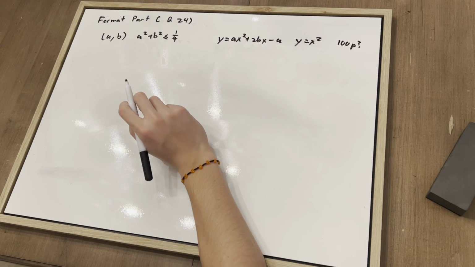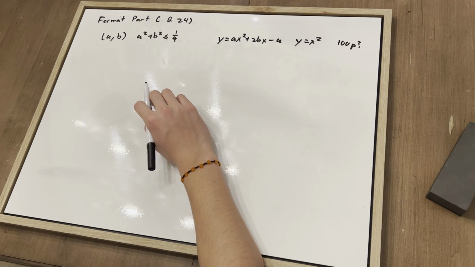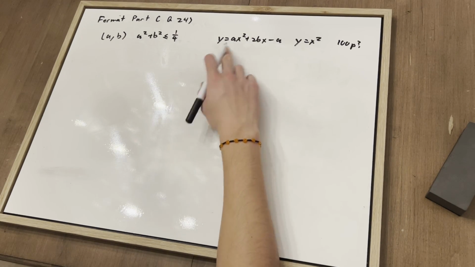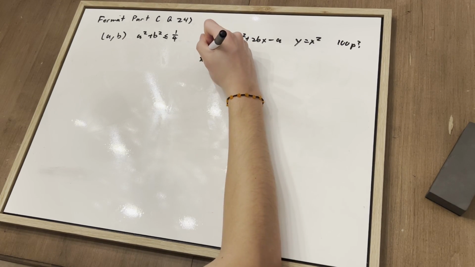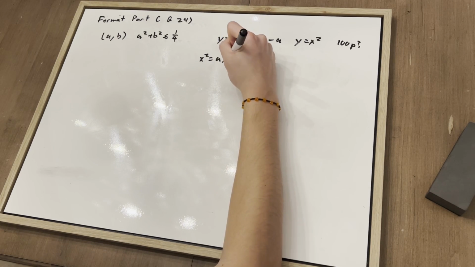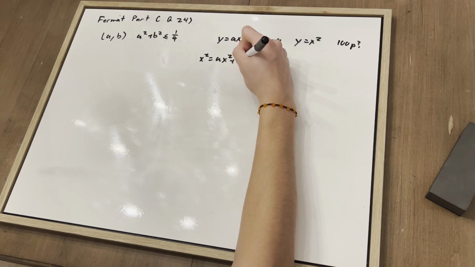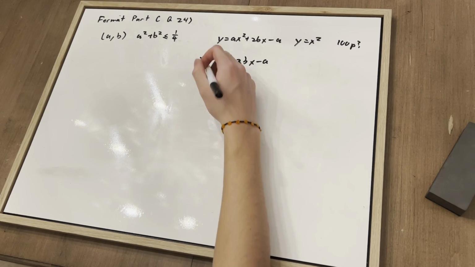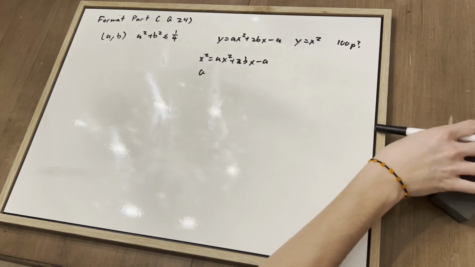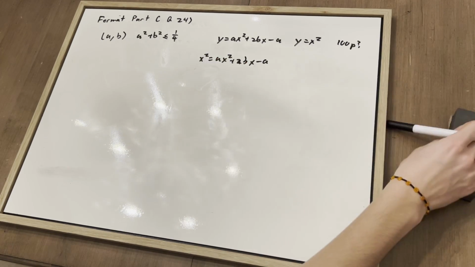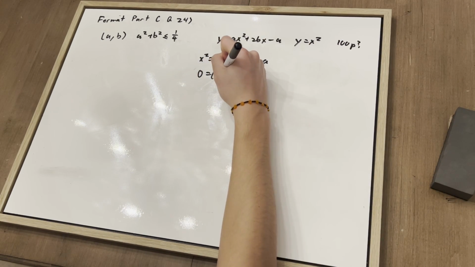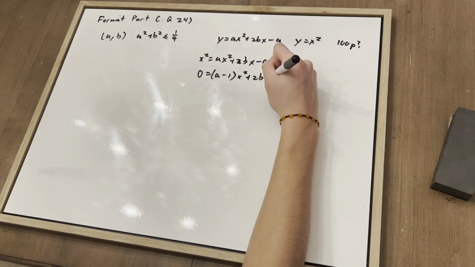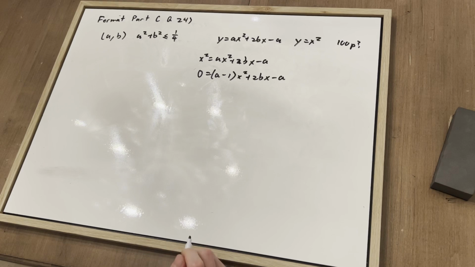So the first thing we want to do when we're given two curves intersecting is to actually solve these equations. And since both of them are equal to y, we can just write that x squared equals ax squared plus 2bx minus a. So we can move a to the other side, giving us 0 equals (a minus 1)x squared plus 2bx minus a.